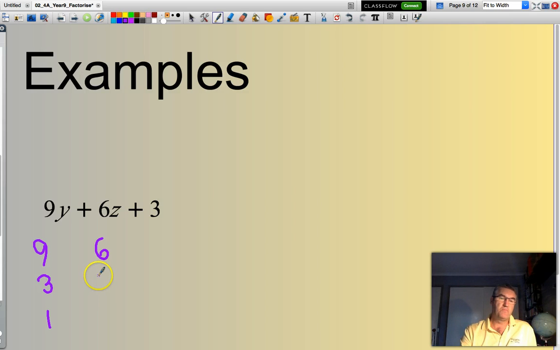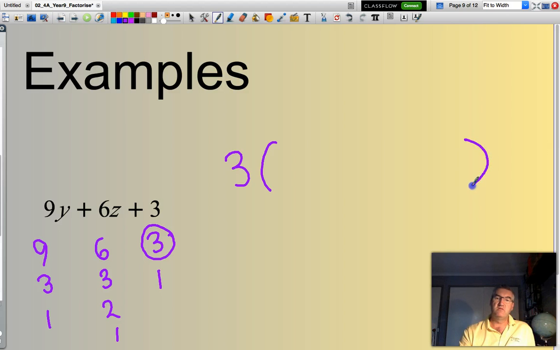What else have we got? 3, 2, 1. Factors of 3: 3, 1. What's the term that's common to that? You guessed it, it's the 3. So the 3 has to go on the outside. Now, I don't need to worry about the y and the z because I don't have a y or a z over here, so I just skipped that step straight away.